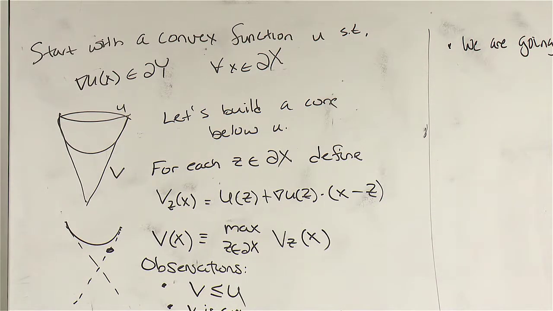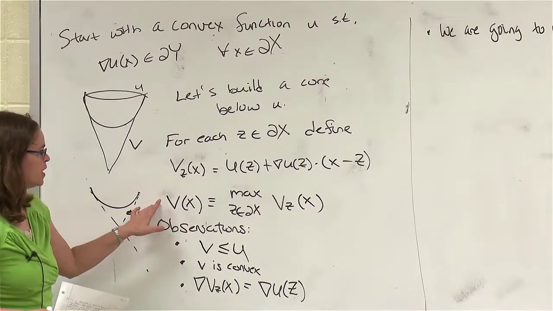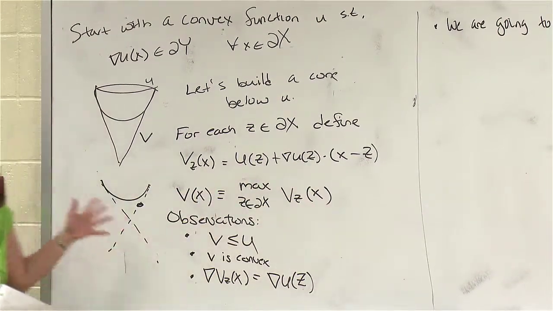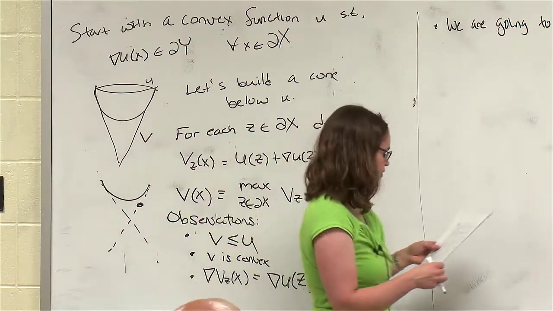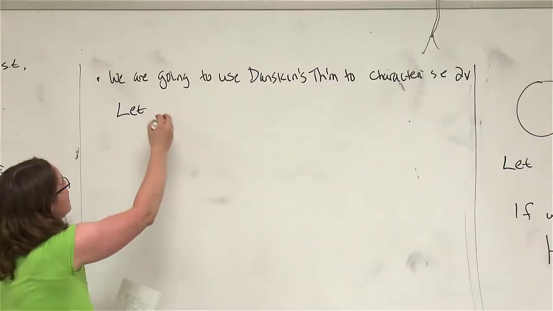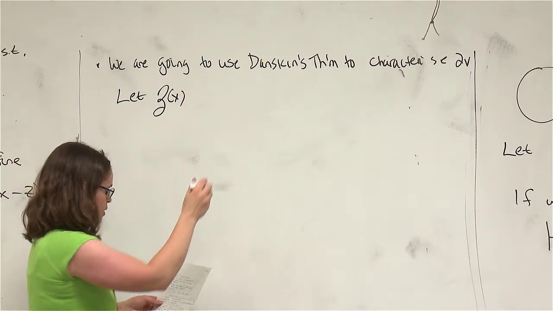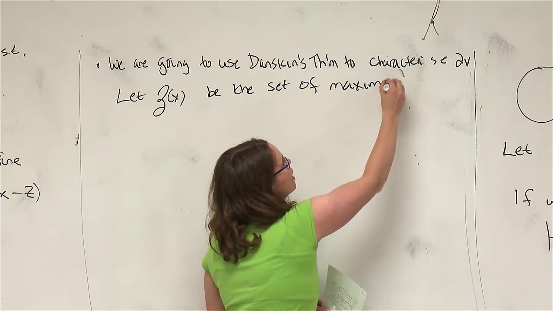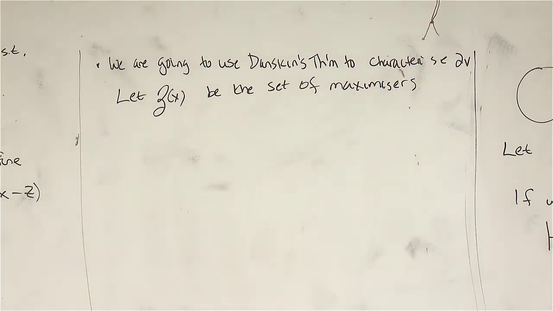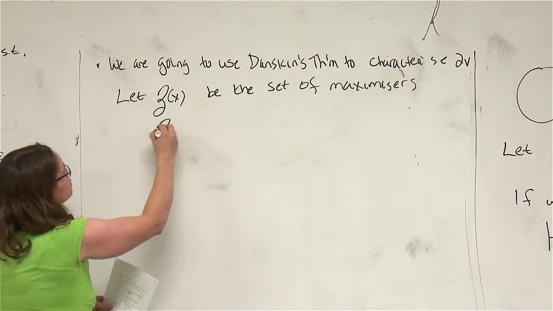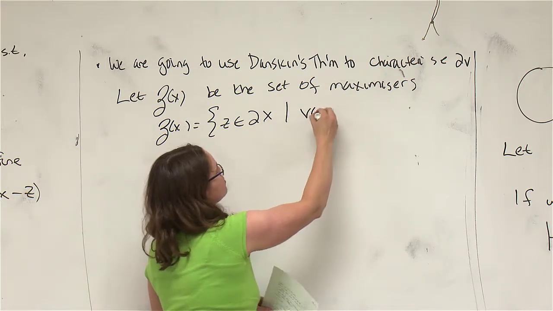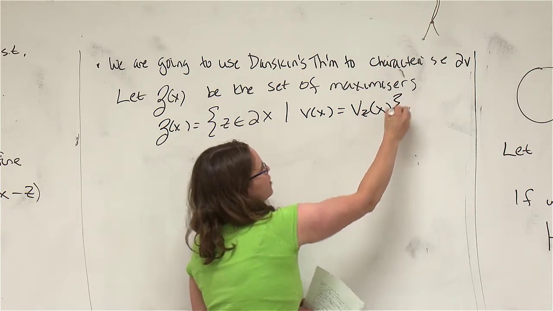Right? So this is the idea. We say, I want the gradient of this. Find the z that maximizes this, take the gradient of vz. That's what's going to do it. Okay, so let's do this more precisely. Let script z be the set of maximizers. The reason I have a set here is because we can have points that coincide with multiple hyperplanes. So this is going to be the set of all z such that v of x is equal to the corresponding hyperplane.